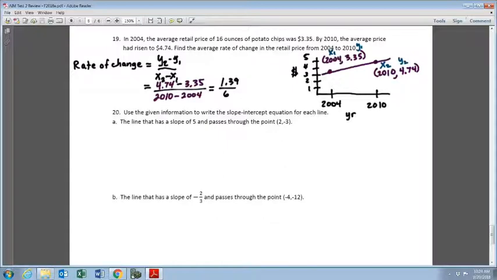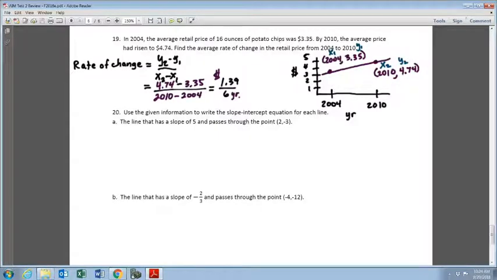Now, when we give an average rate of change, it's going to be a rate, which is an expression that has 2 different values in it. So in the numerator, notice we have money, because we're talking about dollars and cents there. So let me go ahead and put a dollar sign in there. In the denominator, we're dealing with years.